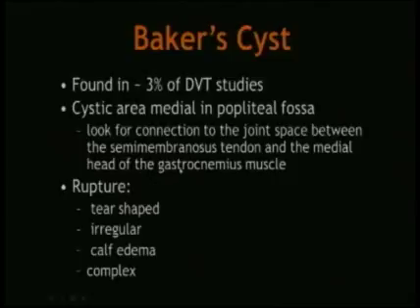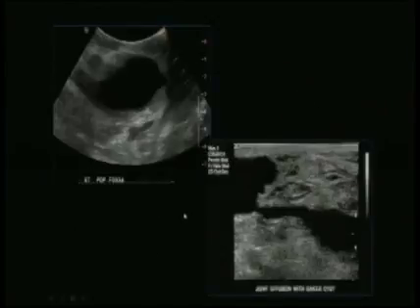Occasionally, patients can present with ruptured Baker cysts, and these will often present as tear-shaped structures. They can be irregular, often resulting in calf edema, and have a complex appearance on the ultrasound image.